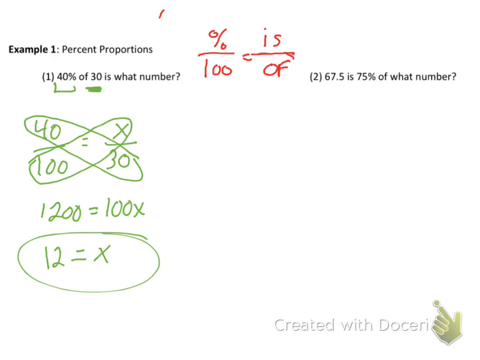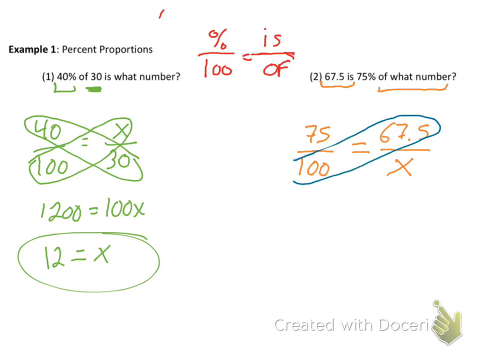So let's do the next one. 67.5 is 75%. So 75% is going to go there. Percent's always out of 100. And then we were trying to figure out of what number. Well, that's my variable. So now I just need to cross multiply and solve this problem.